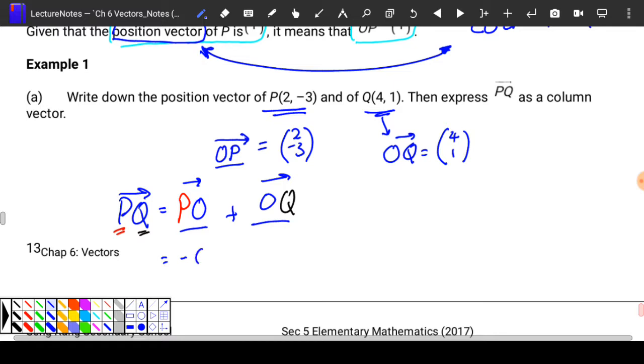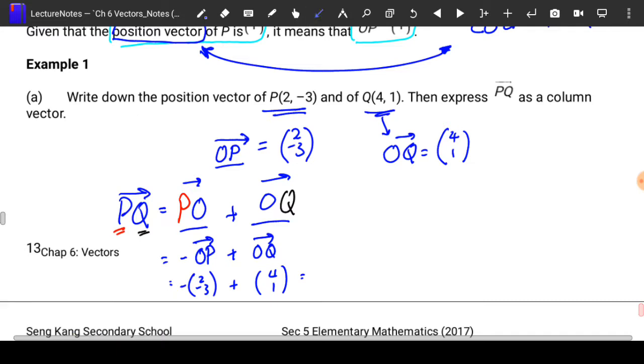Negative of OP, right? Plus OQ. Yeah, you are very fast. So this is -2, -3 plus 4, 1.